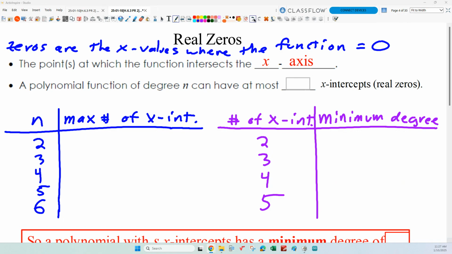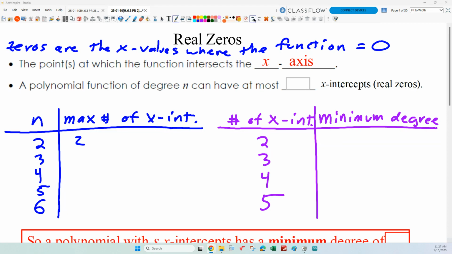Okay, so what do you think here? Let's think about this. If I have a polynomial of degree 2, that's a parabola, right? What's the maximum number of x-intercepts that a parabola could have? Show me with your fingers. Yeah, wouldn't it be 2, right? Because it only turns once, right? Good, so it would be 2.